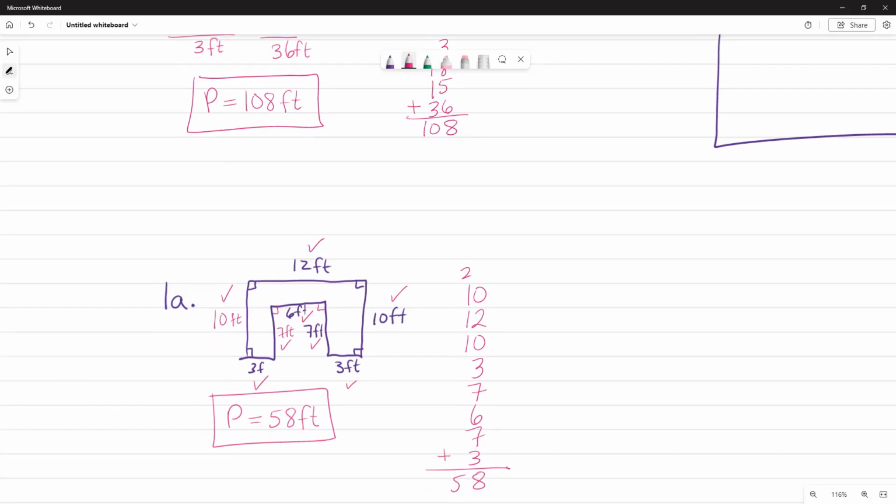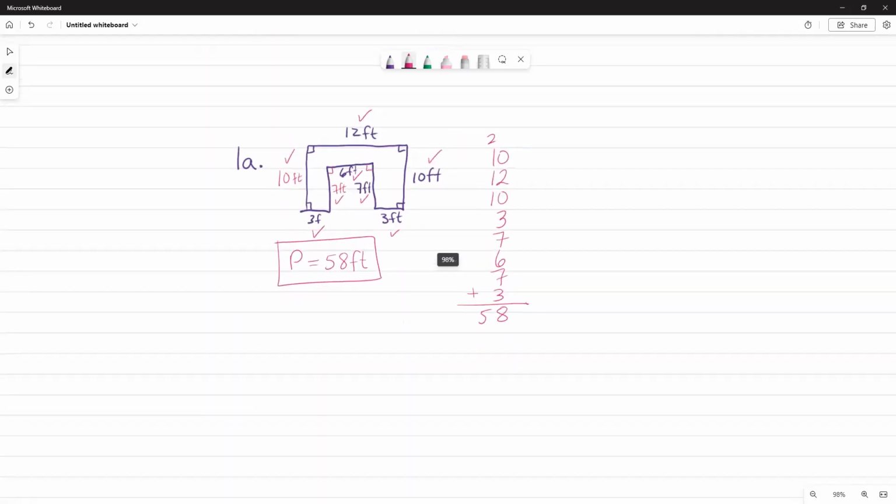Okay, and I want to look at number 2 and number 3. So these are reviews. So if you have any questions or need some help, go back and look at the work you did for lesson 96 and 95. That covers your perimeter of a rectangle and perimeter of a square. So for number 2, I'll give you the formula though.